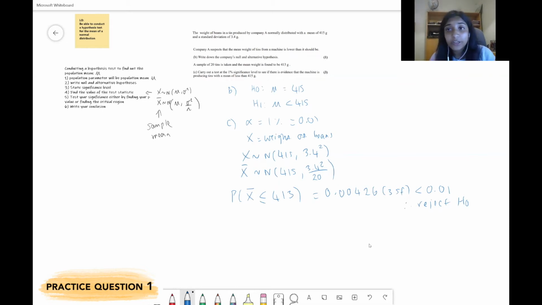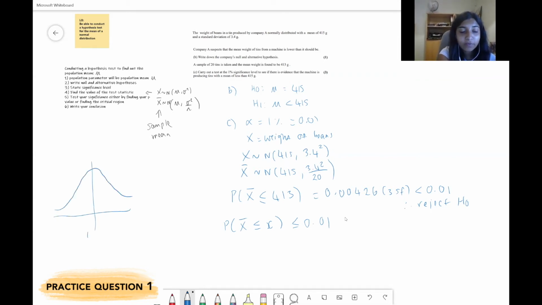You do the same process as we did with our binomial hypothesis test. You just want to find the value of your sample mean, x, such that the probability of being less than x is less than or equal to 0.01. You can also see this if we draw out our normal distribution for the sample mean. We'd have 415 as our mean, and we want to find a value of x here such that this area over here would be 0.01.